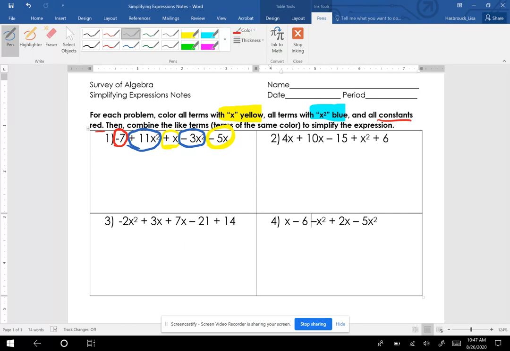I'm going to go ahead and start with the X squareds. I have a positive 11X squared minus 3X squared. So we do 11 minus 3, which is 8. And don't forget to put that X squared attached to the 8.